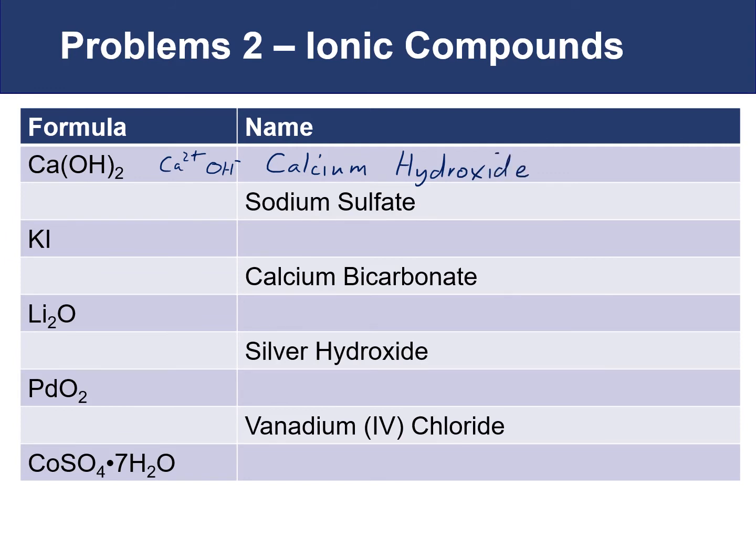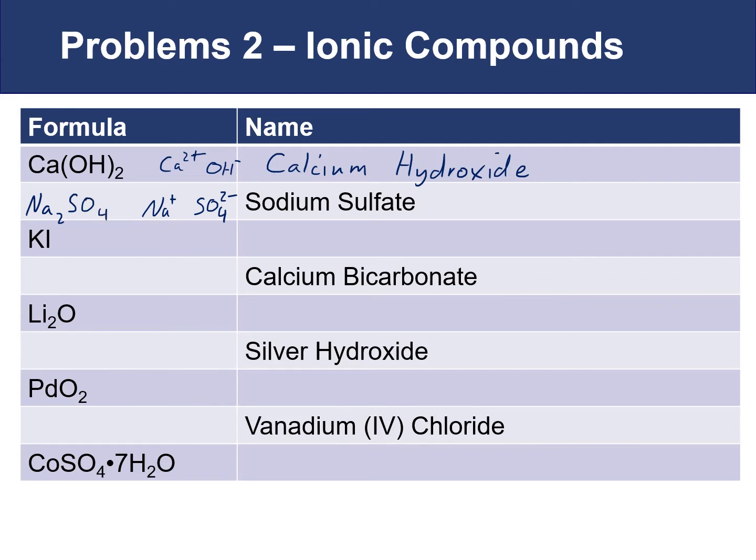Next one, sodium sulfate. We have our sodium, Na+, and our sulfate, SO4 2-. In order to balance out the charge, we're going to need 2 sodiums for every sulfate, and so this would be Na2SO4.